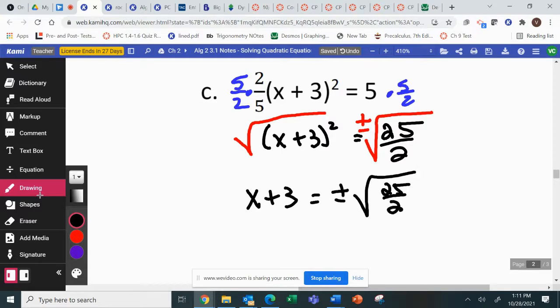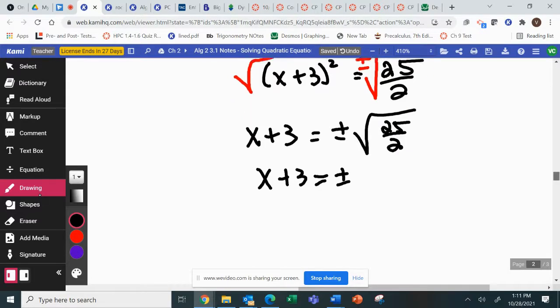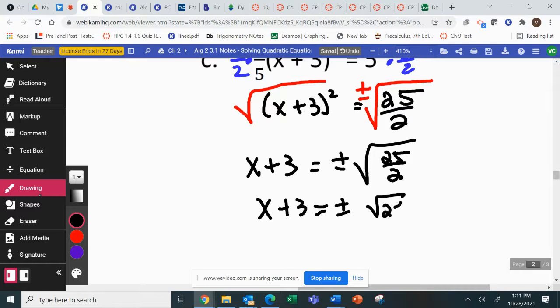By the way, the square root of 25/2 is the same thing as the square root of 25 over the square root of 2. Why would I separate those that way? Because what's the square root of 25? 5. Okay. So this is actually plus or minus 5 over the square root of 2.